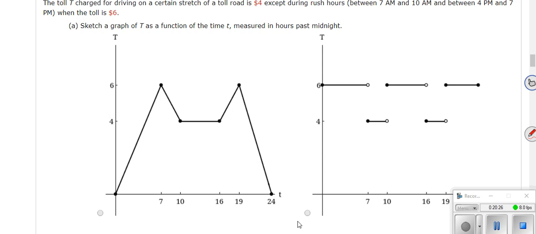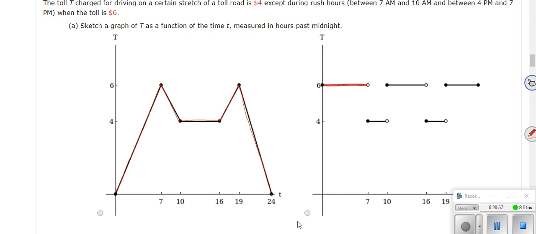This first graph, obviously, that ain't going to work because the cost of the toll is gradually going up and then gradually going down. And here it stays constant, then it goes up again, then it goes down again. No, that ain't it.